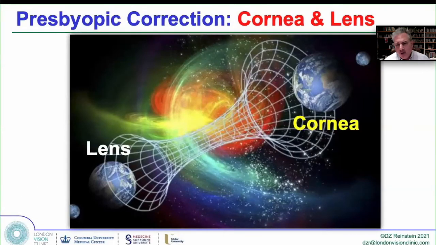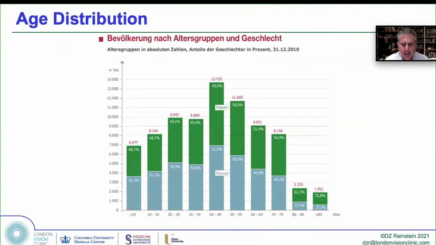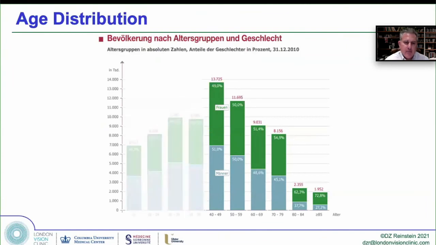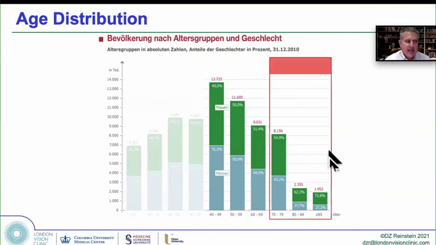So the question of presbyopic correction on cornea or lens is very interesting, because let's look at, for example, here the German census, and let's consider the presbyopic population, and let's exclude the cataract population from this, because that's cataract surgery.